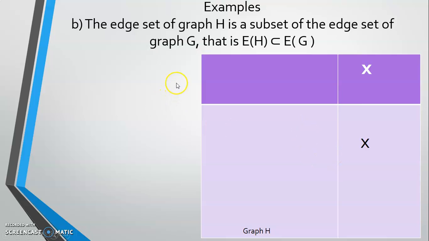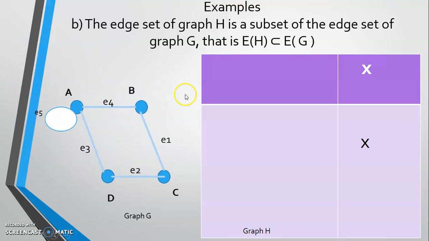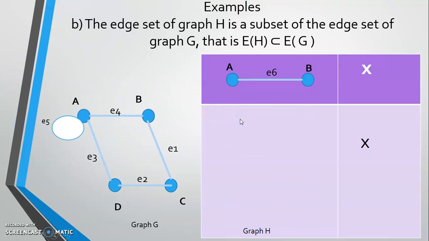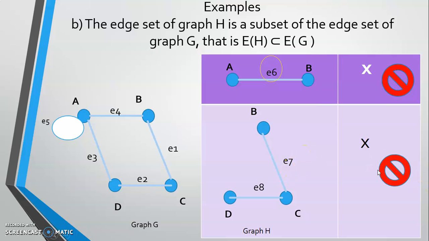Okay, the second example for B. A, B, so this is E6. Automatically this is not a subgraph, because if you base on graph G, this one would be E4. So I circle E6. Another one, I give you BCD. This is also not a subgraph of graph G because it is wrong: E7 and E8. Here, graph G shows E1 and E2.